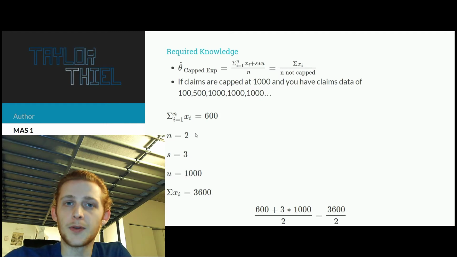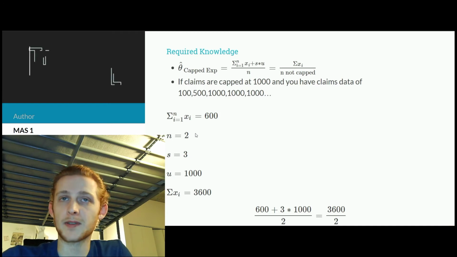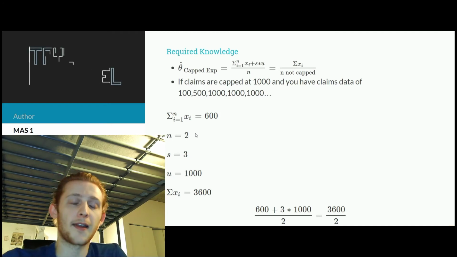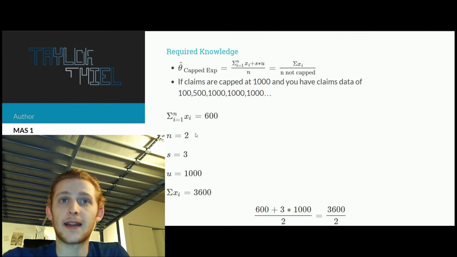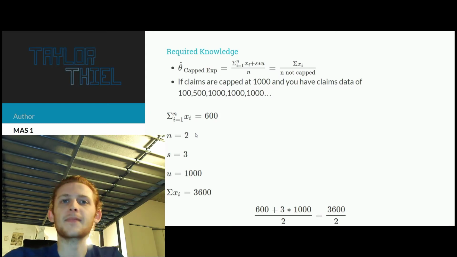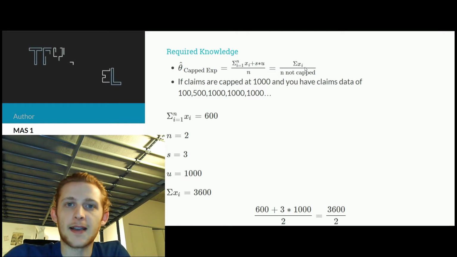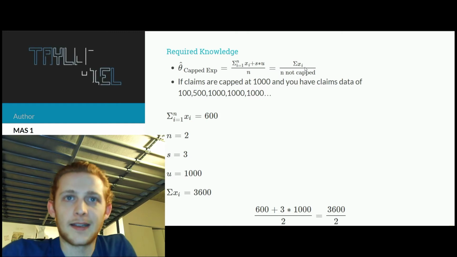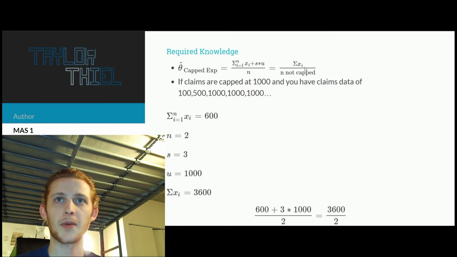N is 2 non-capped claims. S is 3. There are 3 claims that are capped, so we don't know the true amounts. They could be 1,000, they could be more than 1,000, we don't know. What is the capping amount? That is U, so that's just 1,000. And then finally, my simplified notation on the right, I just choose to write the summation of xi's. So that is going to be 3,600. So whether it's capped or not, I don't care, just sum it up.